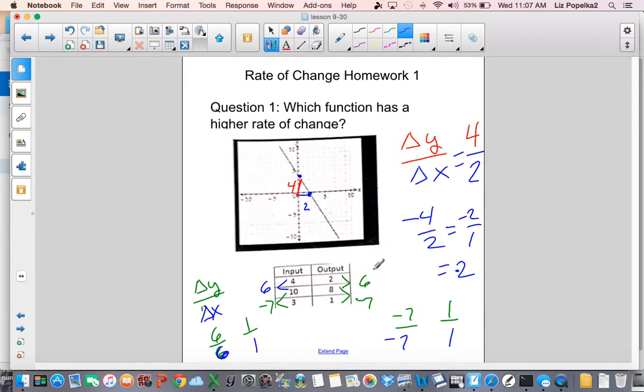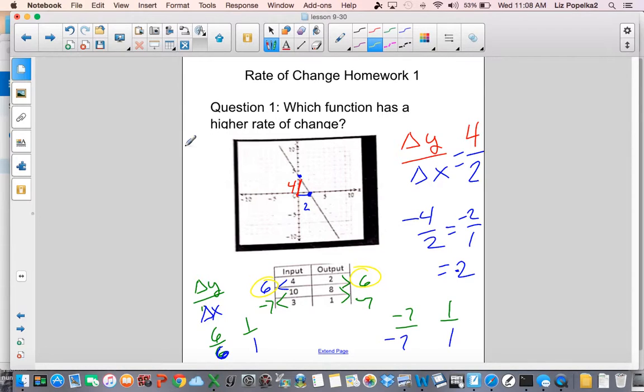So no matter which particular set of values you chose to use to find your rate of change, whether you did 6 over 6 or you did negative 7 over negative 7, they both still simplify to the same rate of change. As far as which one has a higher rate of change, I'm going to actually take either answer right now. There is actually one correct answer that we are going to address at a later date.